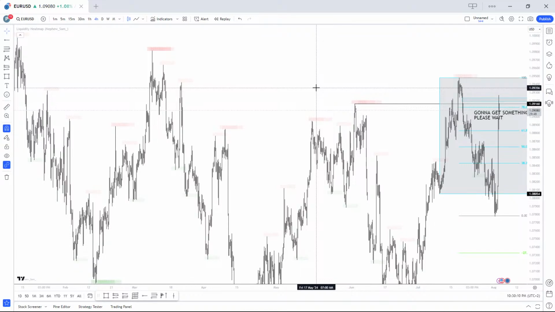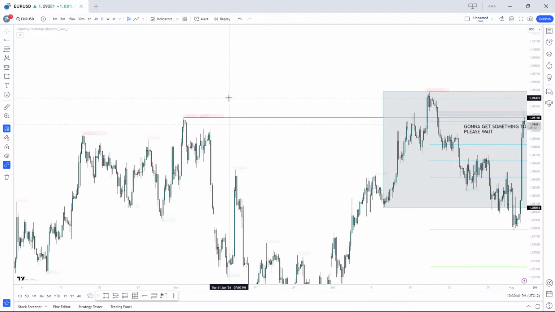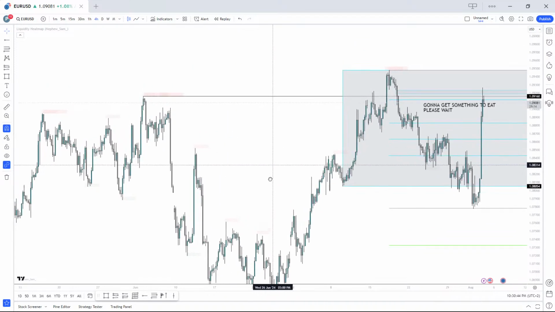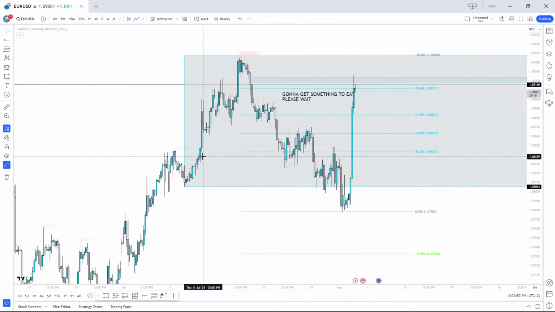And okay, let's see. We only took like 2 liquidity points here. What is stopping us from taking this whole trend? Okay, let's first finish what we try doing here.